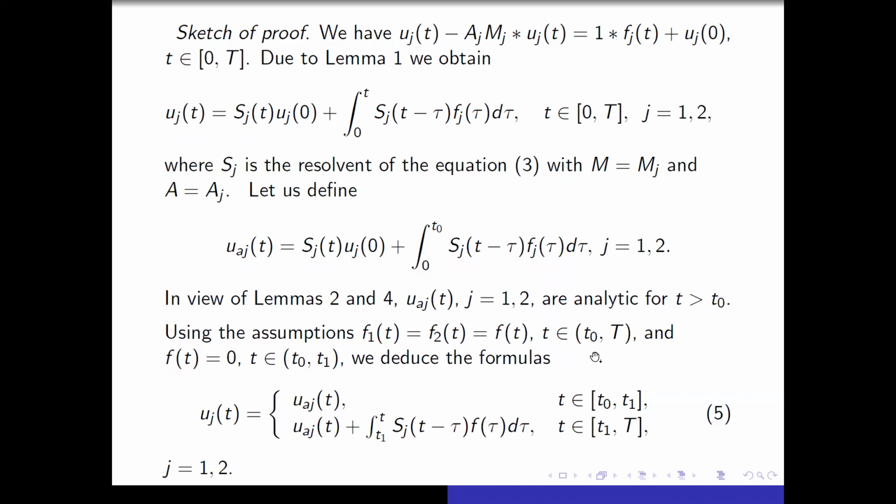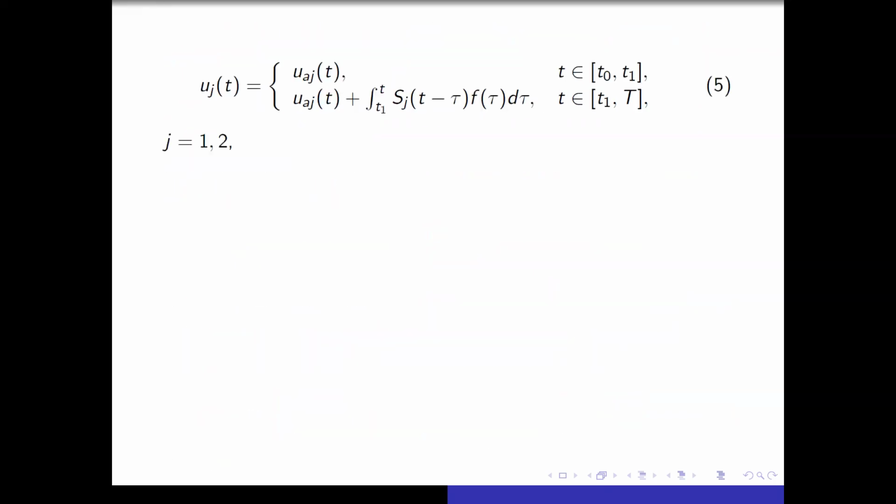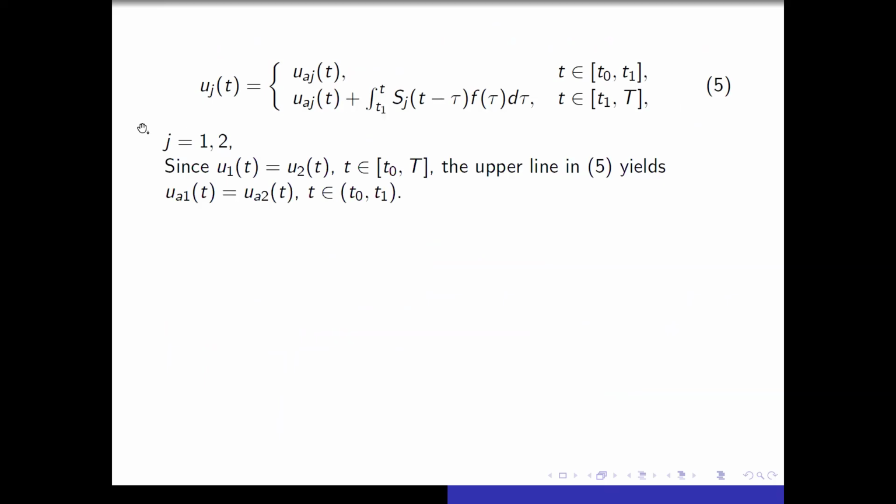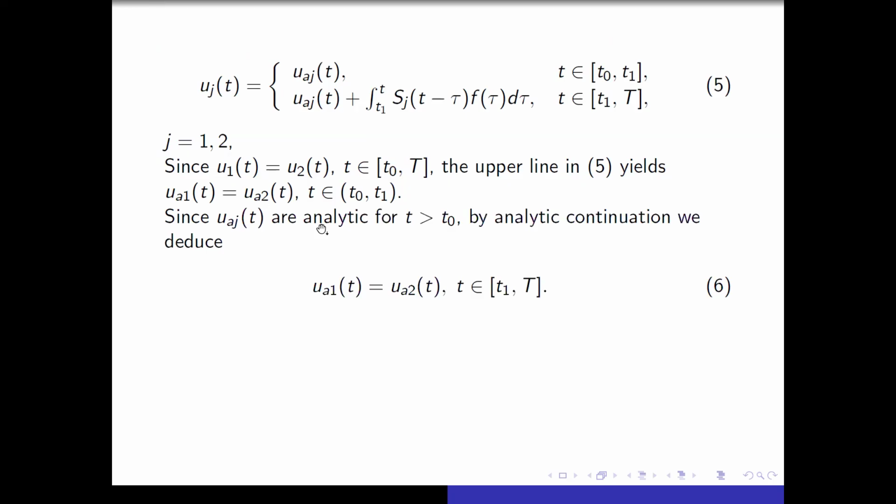Then we use the assumption, and we consider this output Uj. And from T0 to capital T1, this is Uaj as defined here. And from T1 to capital T, this has such form. And now we do the same kind of exclusions that I did here before in the general case of input and output. Firstly, I consider the upper line. Principally, since U1 is equal to U2, we get that UA1 is equal to UA2, specifically in this subinterval from T0 to T1. Okay. Now, these Uaj are analytic, and by analytic continuation, I extend this relation UA1 equal UA2 to T1 to capital T.